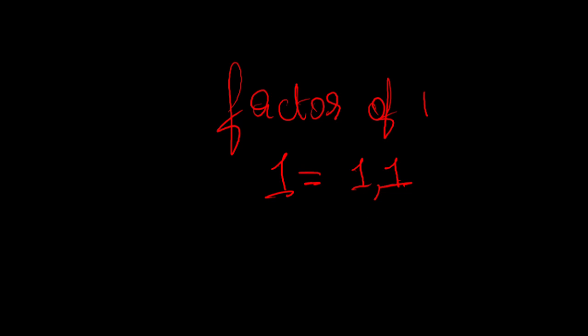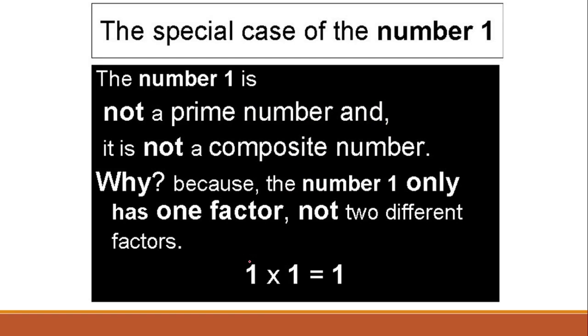So in the list, we should not repeat a factor 2 times. So we will ignore the repeated 1, right? So we have only 1. Now the factor is only 1. So factors of 1 is 1. That's it. So it doesn't have two different factors. So hence it's not a prime number or a composite number. It doesn't have a special name, right? So this is the special case of number 1. Only for 1 it happens, not for other numbers.